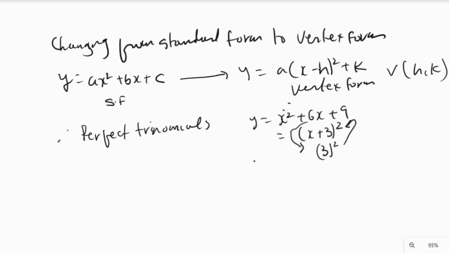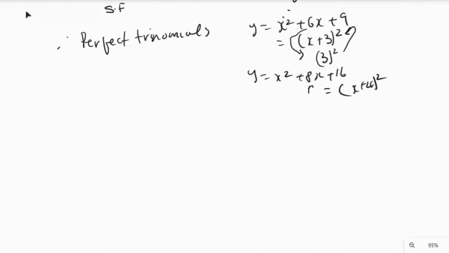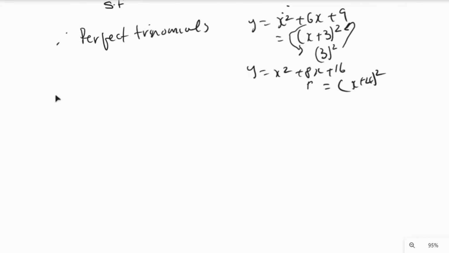If I had y equal to x squared plus 8x, to make it a perfect trinomial, I would say half of 8 is 4. 4 squared is 16. This is a perfect trinomial, which means this is equal to (x plus 4) squared. So in order to complete the square, which means change it to vertex form, we will use the perfect square concept.